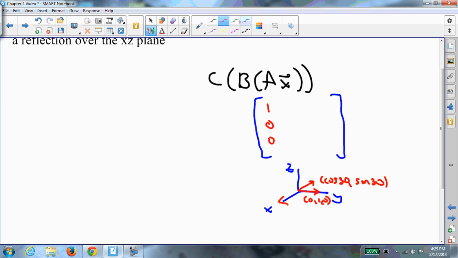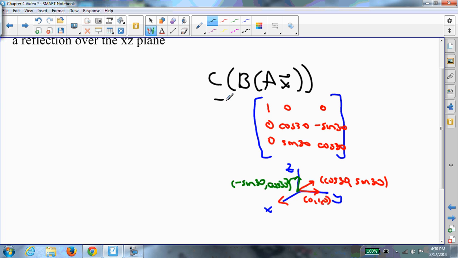And if I take my z vector 0, 0, 1 and rotate it, I'm going to end up at negative sine 30 and cosine 30. So my second column is going to be 0, cosine 30, sine 30, and then 0, negative sine 30, cosine 30. So that's the first one.